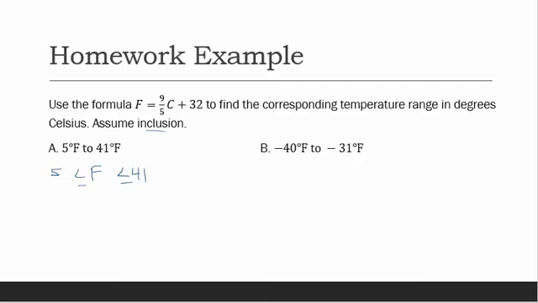But we also have a formula for calculating F based on knowing the Celsius temperature. And so we're going to replace F with 9/5 C plus 32. And we get 5 is less than or equal to 9/5 C plus 32 is less than or equal to 41. And try to isolate C. So subtract 32.